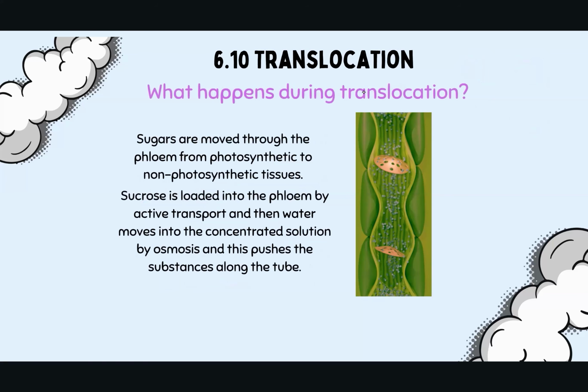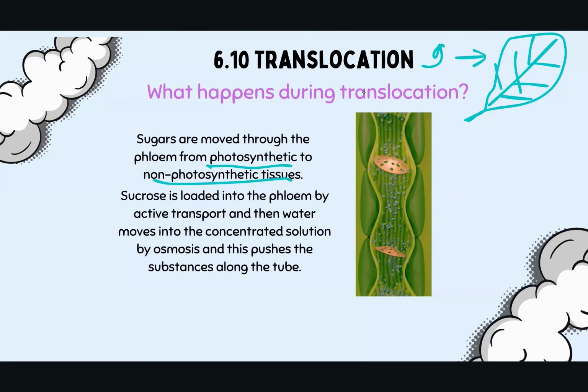Now the sucrose sugars are moved through the phloem from photosynthetic to non-photosynthetic tissue. What this means is the glucose is in the leaves. Why is it in the leaves? Because that's where photosynthesis happens. So that's going to be full of glucose. So the whole point of translocation is to take it from these leaves and take it to other parts of the plant, other parts of the plant that need it. So that's why we're saying it goes from photosynthetic to non-photosynthetic.